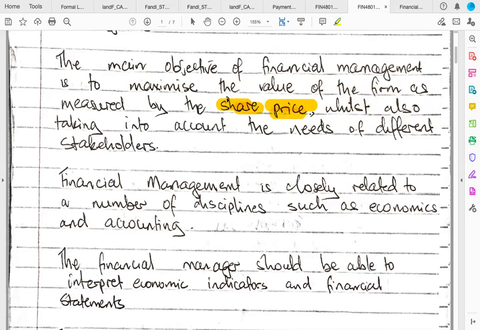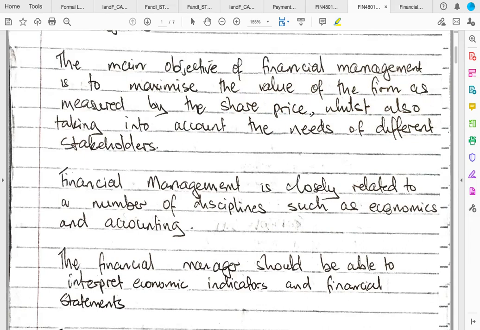They need to consider how they can increase the share price whilst also considering the employees, business ethics, and their customers. So it's not just a case of maximizing the value of the company. That needs to be done by also considering the different stakeholders, most importantly the shareholders, the employees and the customers.